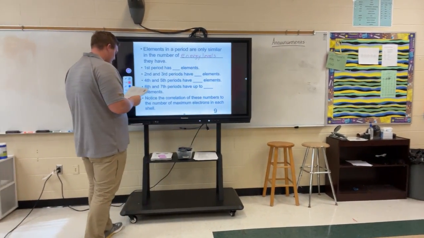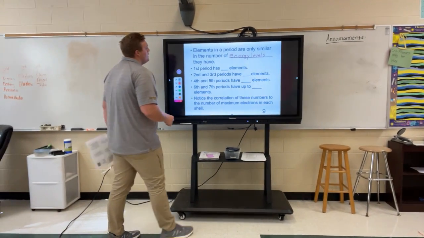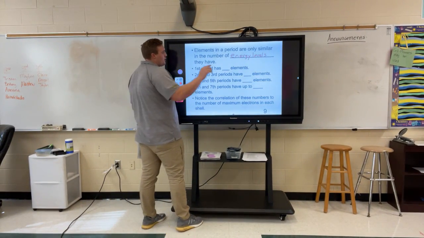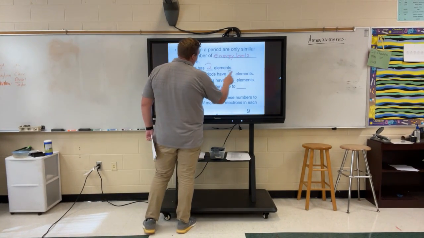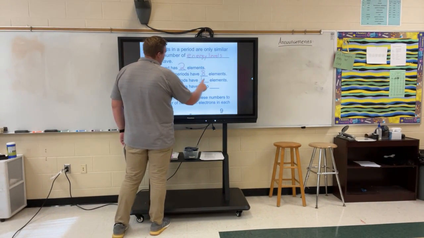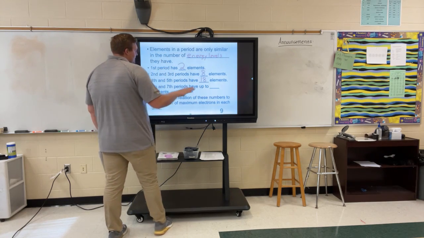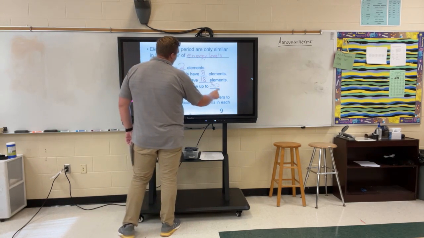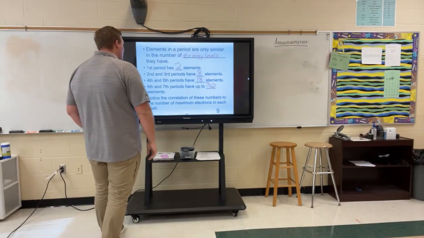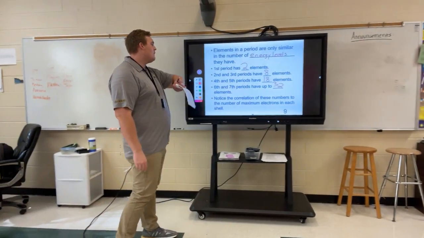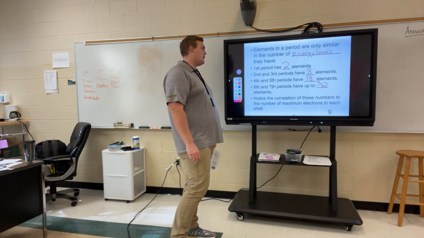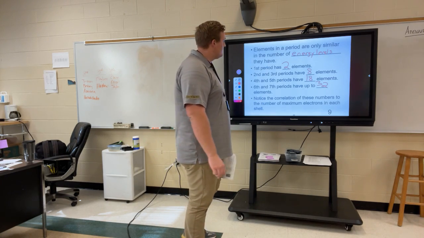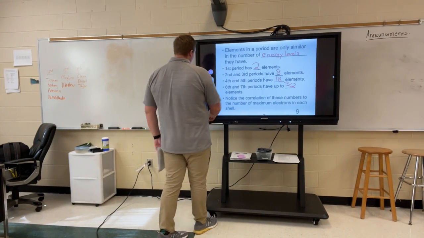Okay? That's it. So, the first period, first row, has 2 elements. Second and third periods have 8. Fourth and fifth have 18. Sixth and seventh have up to 32. And notice the correlation of these numbers to the number of maximum electrons in each shell, right? Very similar. Okay?